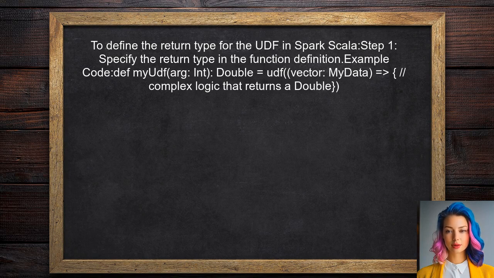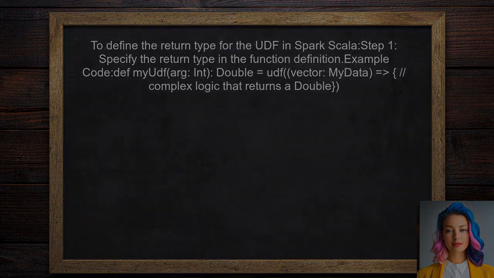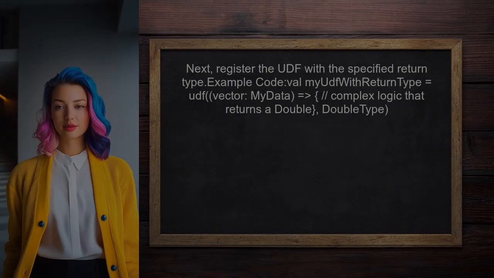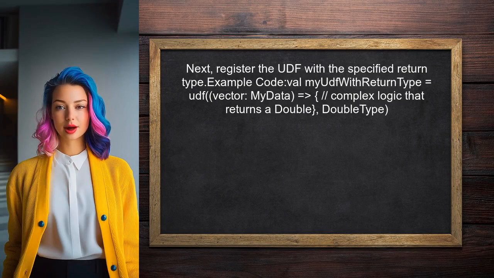To define the return type for the user-defined function, or UDF, in Spark Scala, the user should specify the return type explicitly in the function definition. This helps others understand what type of value the function will return. Next, the user should ensure that the UDF is registered correctly with the specified return type. This can be done by using the return type method when creating the UDF.